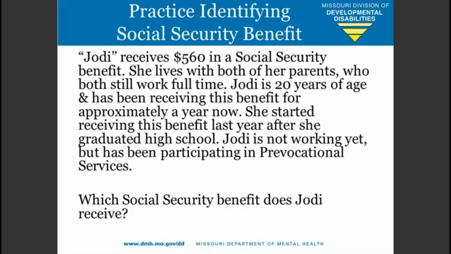So we have some examples here to give ourselves a little bit of practice identifying that Social Security benefit. Jody receives $560 in a Social Security benefit. She lives with both of her parents who both work full time. Jody's 20 years of age and has been receiving this benefit for approximately a year now. She started receiving the benefit last year when she graduated high school. She's not working yet, but she has been participating in pre-vocational services. So based on what we know, what Social Security benefit do you think Jody currently receives?